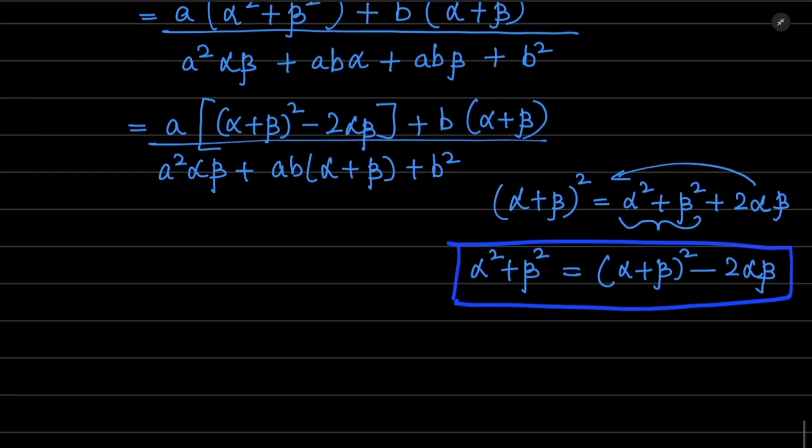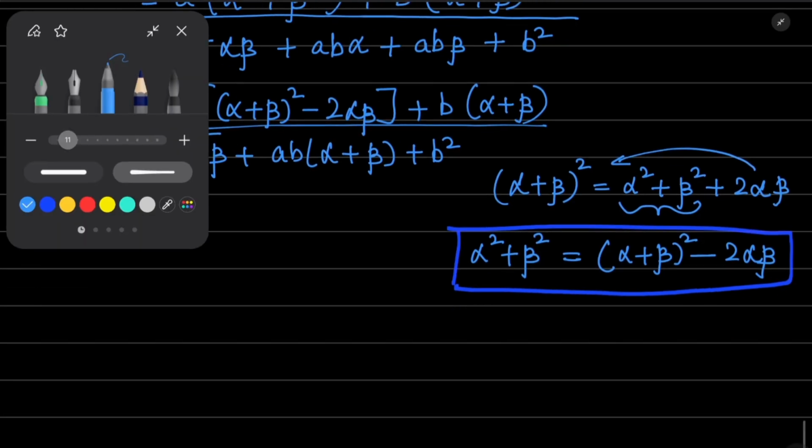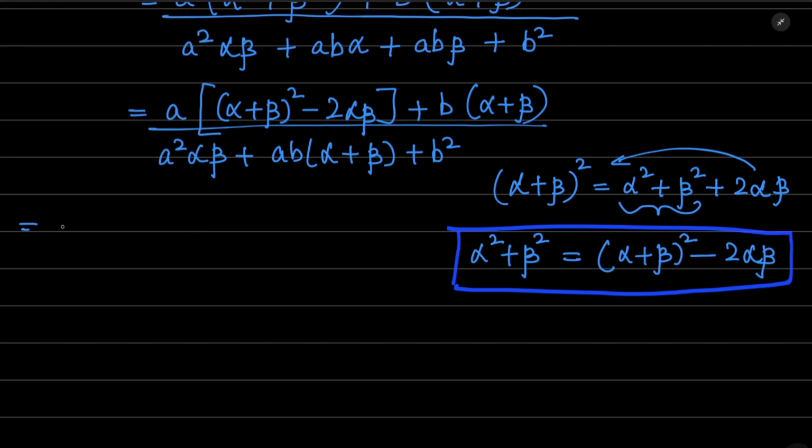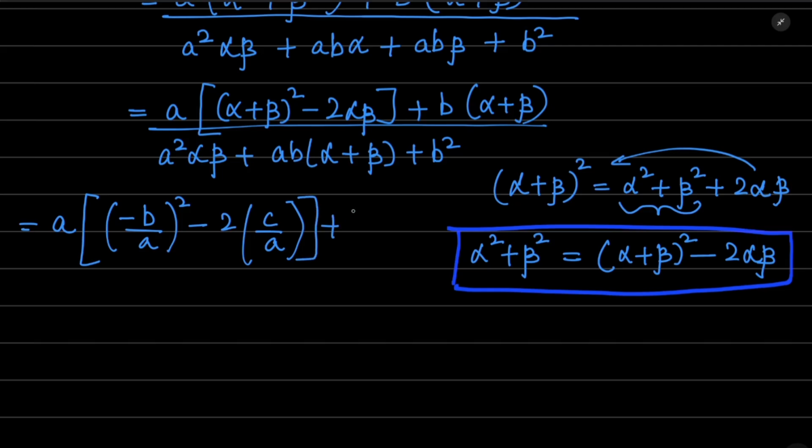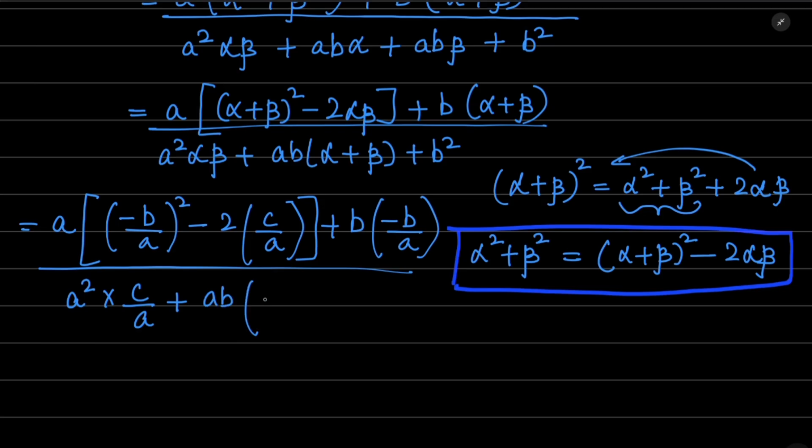Okay, so now let me again continue writing. So instead of alpha plus beta, I am going to write it as minus b by a. So here you will write minus b by a the whole square minus 2 alpha beta, which is nothing but c by a, close the bracket, plus b multiplied by minus b by a whole divided by, in the denominator you have a square multiplied by alpha beta, which is c by a, plus ab multiplied by minus b by a plus b square.